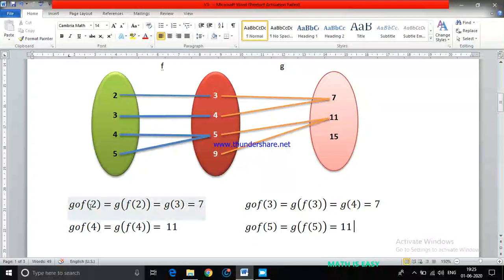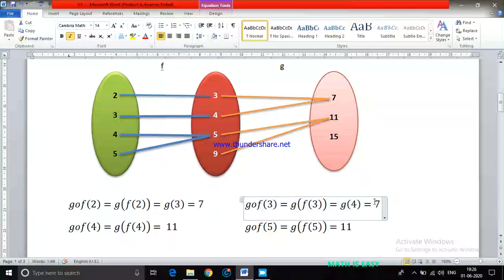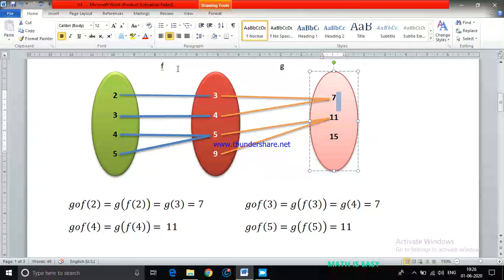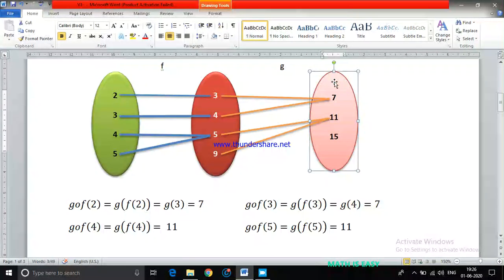Now see here what you have taken. You have taken 2, 3, 4, and 5. So 2, 3, 4, 5 are the elements of A. And what are the images you are getting? 7, this is also 7, here it is 11 and here it is 11. So 7 and 11 are the images. You can see 7 and 11 are the elements of the set C. So that's why g o f is a function from A to C.